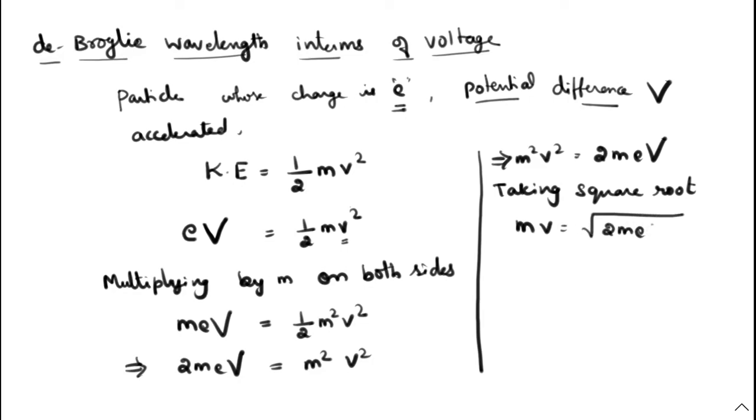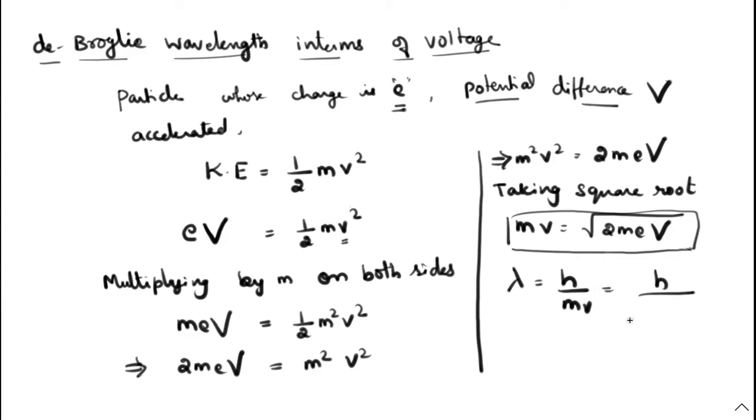The de Broglie wavelength formula is lambda is equal to h by mv. Now substitute this mv value here. So lambda is equal to h divided by root of 2meV. Now you see the final result. Here capital V represents the voltage difference, potential difference, that is voltage. So this is the de Broglie wavelength expressed in terms of the voltage. This is the third step.